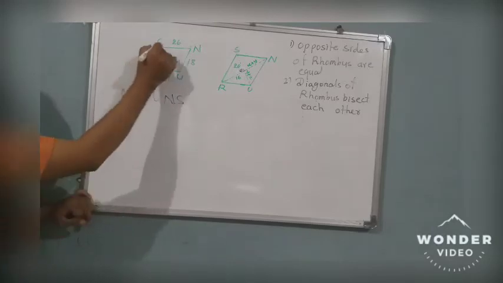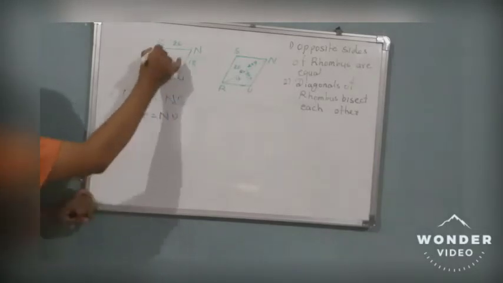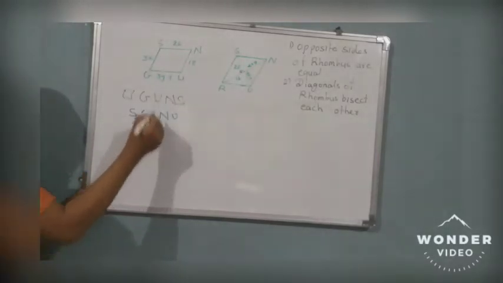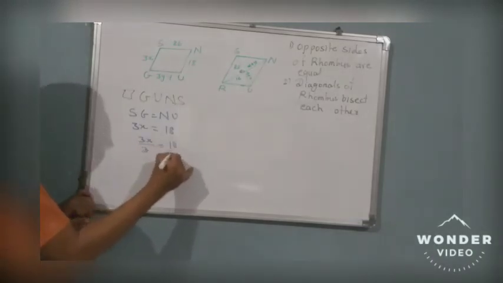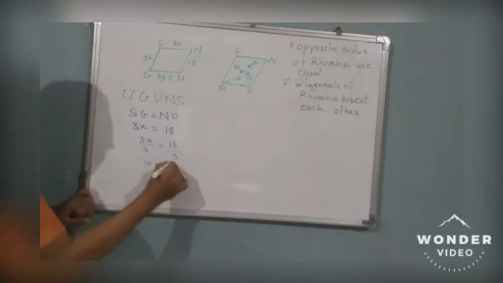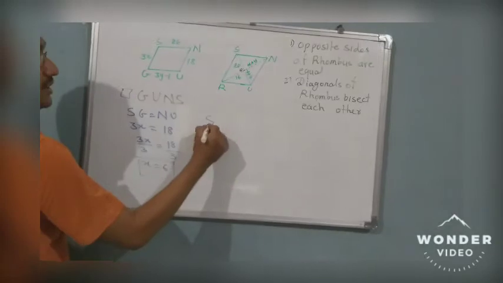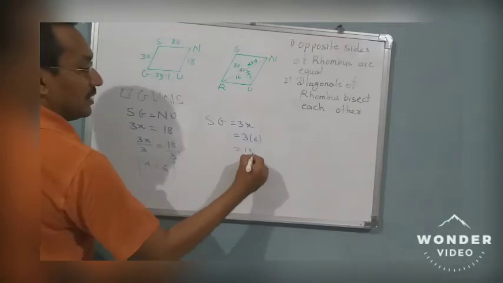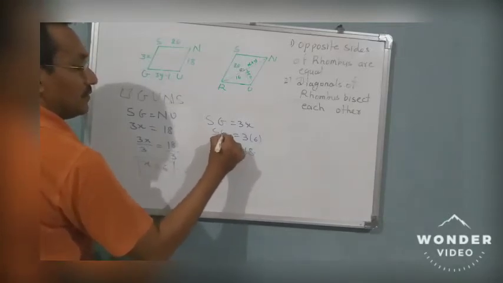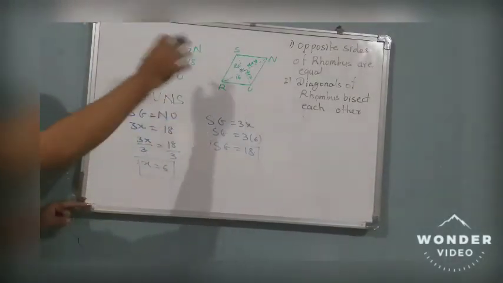Now second, SG is equal to NU. What is SG they have given? That is 3x, that is equal to 18. Dividing 3 on both sides, we are solving. So this answer is 6. So in case of this GUNS rhombus, what will be the side SG? SG is equal to 3 into x, that will be 3 into 6, that will be 18. So SG is equal to 18. This is verified, and this is the value of x we found using the property that opposite sides of a rhombus are equal.